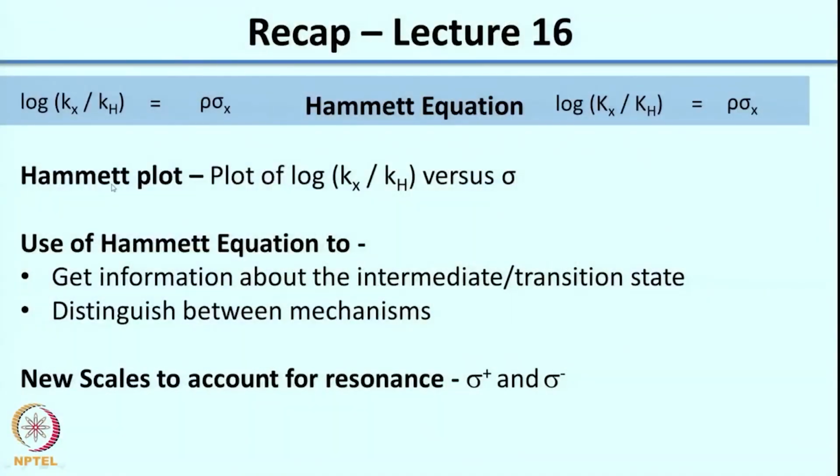Over the last couple lectures, we were looking at how we can use the Hammett equation as well as the Hammett plot for a particular reaction to figure out the nature of the intermediate or the transition state in a particular reaction. And we had seen examples where the Hammett equation could be used to get information about the intermediate and the transition state, and we had also seen how we could use the Hammett equation to distinguish between mechanisms.